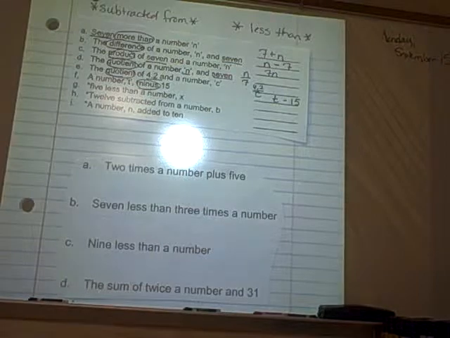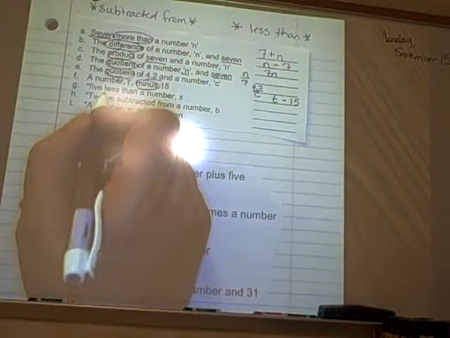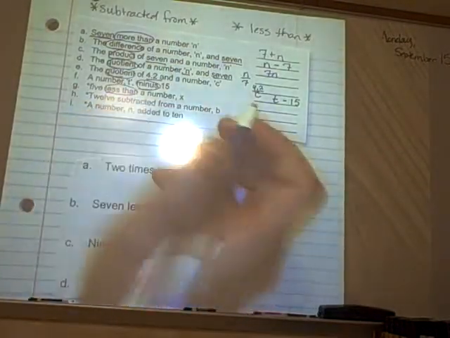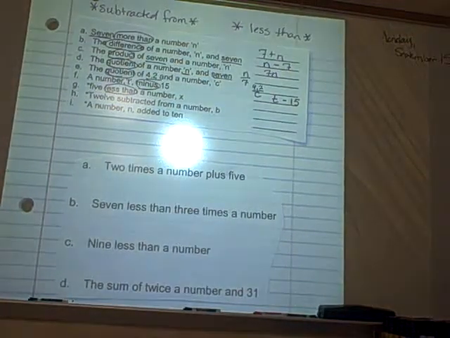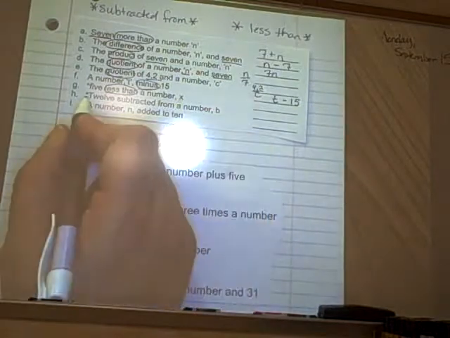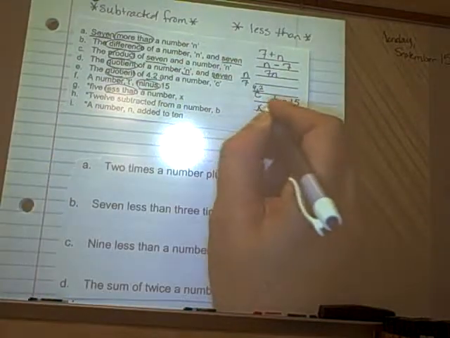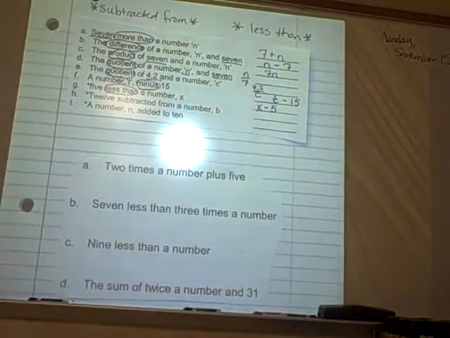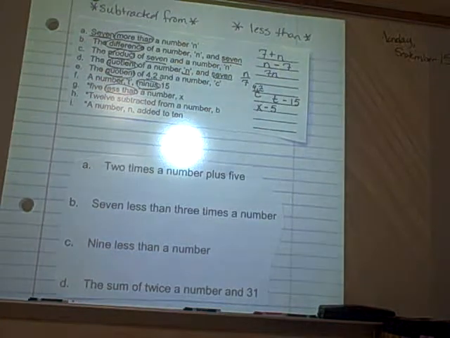Letter G, 5 less than a number x. So less than is our keyword. We're subtracting. Since that's a switch, what do I do? x comes first, 5 comes last. So x minus 5, instead of 5 minus x. Just switch it.